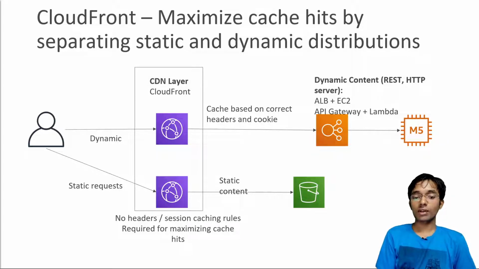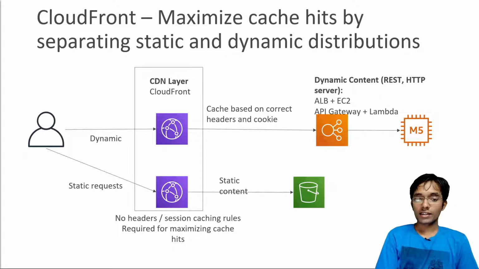This is the kind of thing the exam will ask in some of the solution architecture related questions. Now there's another strategy to maximize cache hits, which is to separate the static and dynamic content. So in your distribution, if you separate both, what happens? Well, you have the CloudFront layer and all the static requests will go to one distribution, which will get the static content out of S3.